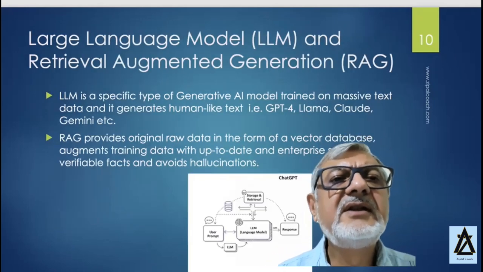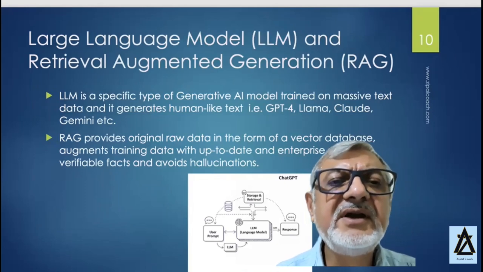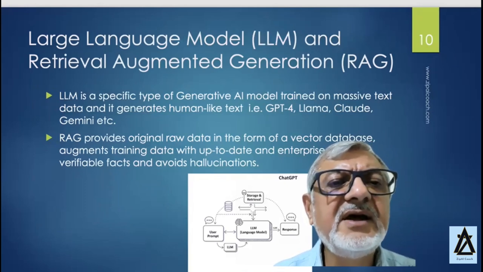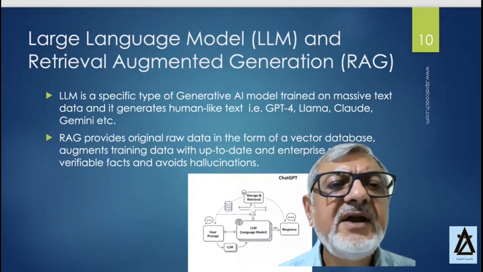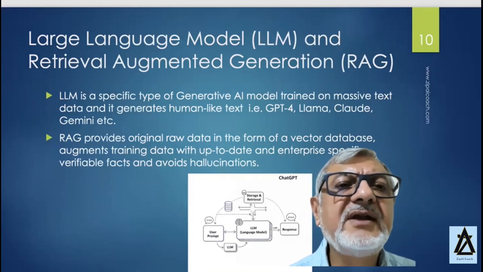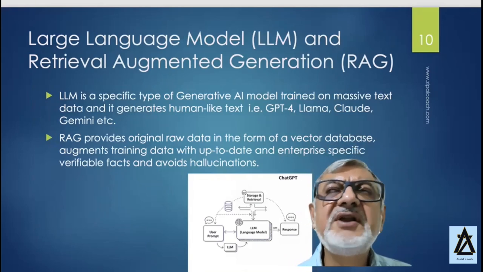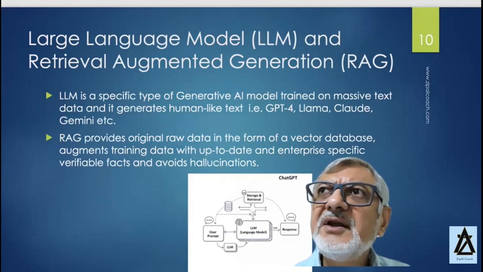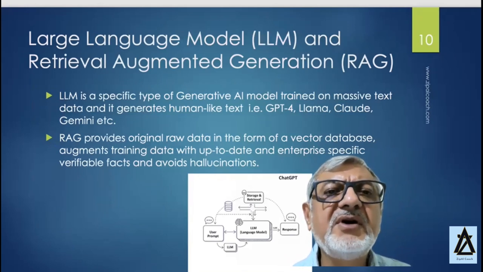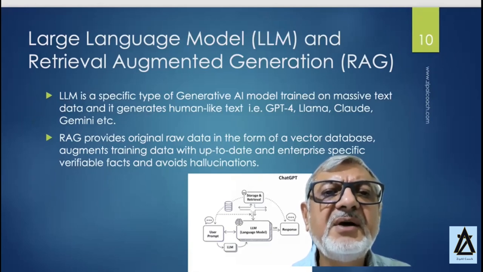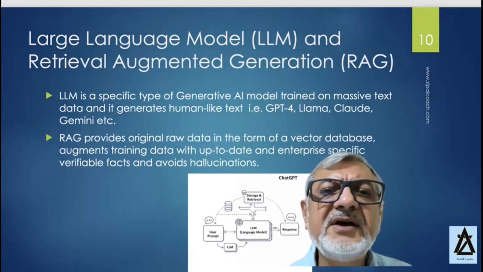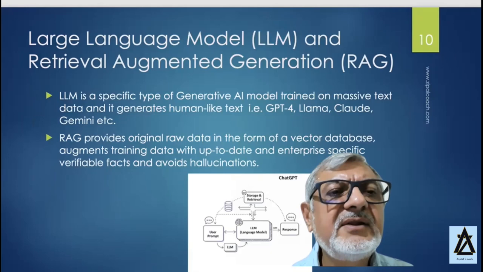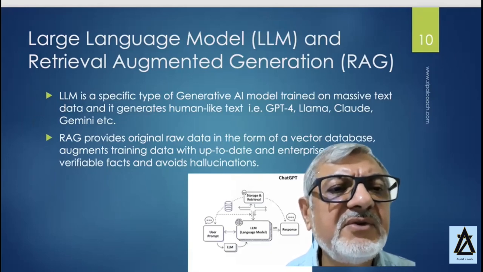Now, a large language model is a subset of generative AI. A large language model is mainly a generative AI model which is trained on massive text data, and it generates human-like text. The text could be a story or it could be a research output based on user requirement. Examples of LLMs are GPT, Llama, which is from Meta, Claude, which is from Anthropic for creating code, and Google has their large language model based on Gemini.